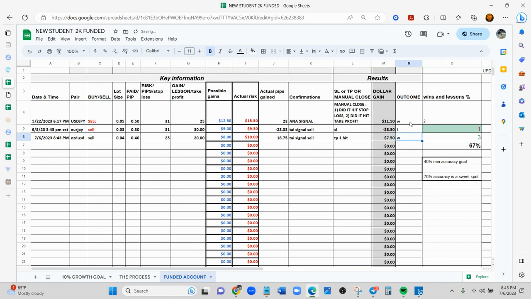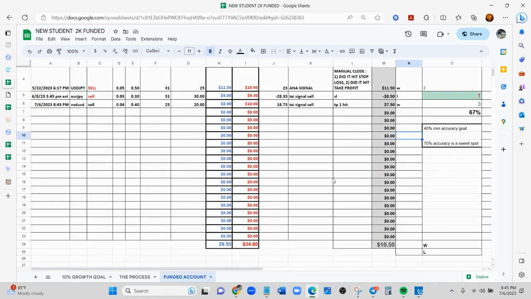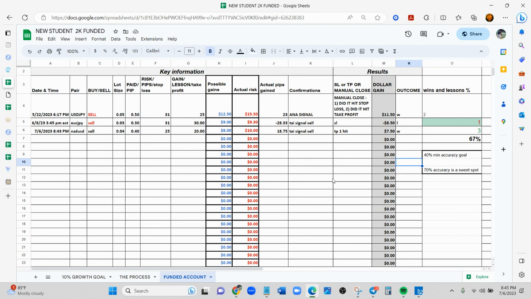So when it comes to your win and loss section, this is where you're going to put a W or an L for each trade. So this would be a win. This example is a loss. This example is a win. And right now we're at 67% accuracy. We lost one, won two. And our total profit right now is $10.50. So we grew our account at least 0.5% with those 3 trades.